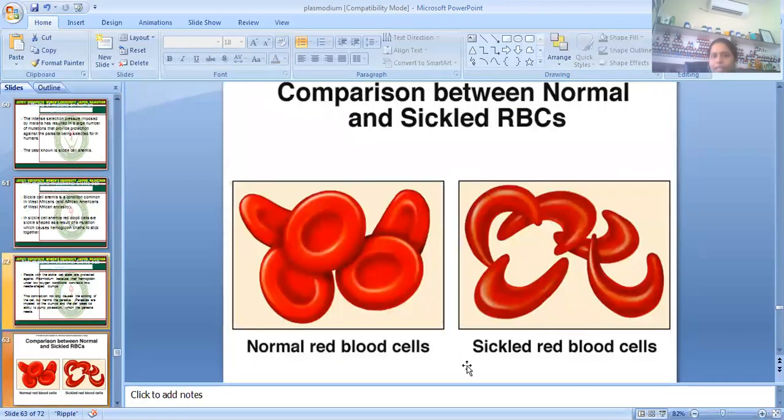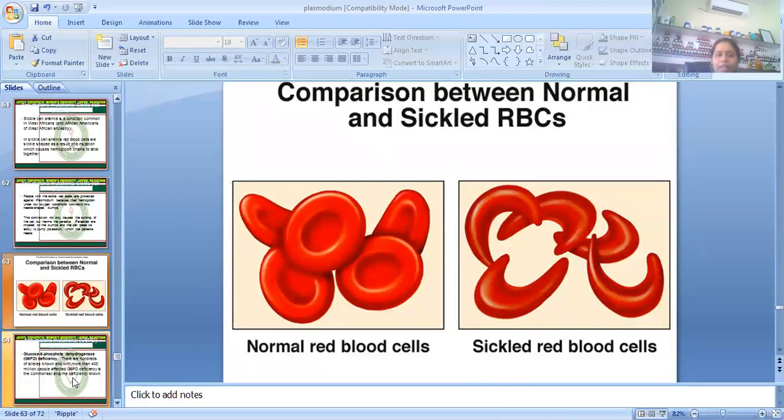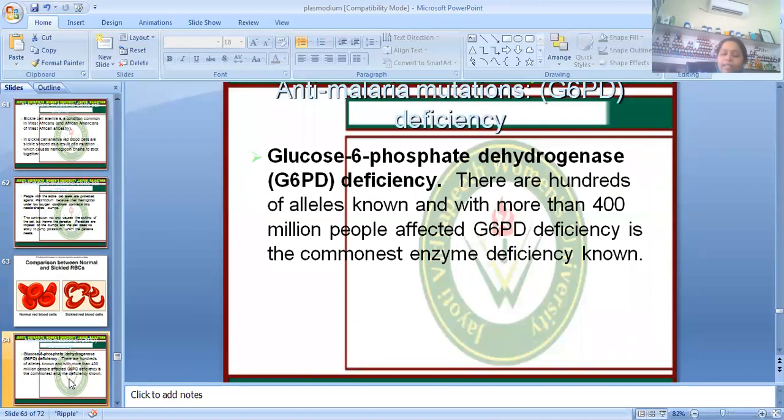See, this is a sickle cell RBC. These are the normals. When sickling is there, if the parasite goes inside the cell, it damages the parasite. So the parasite would not be able to infect this cell. This again happens in glucose 6-phosphate dehydrogenase deficiency. There are hundreds of alleles known, and with more than 400 million people affected, glucose 6-phosphate dehydrogenase deficiency is the commonest enzyme deficiency known.